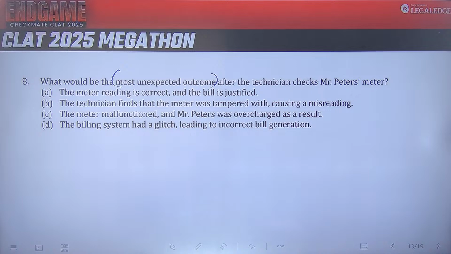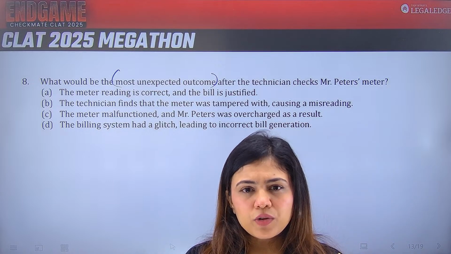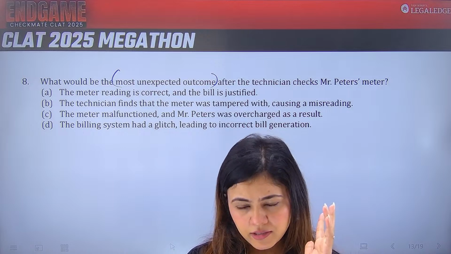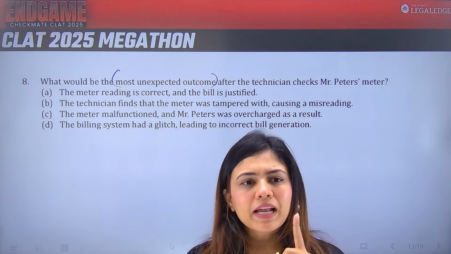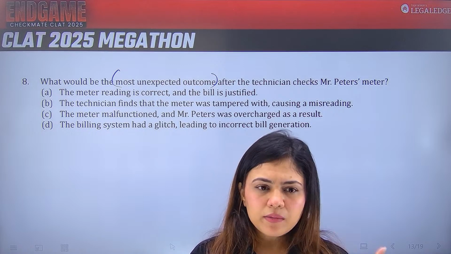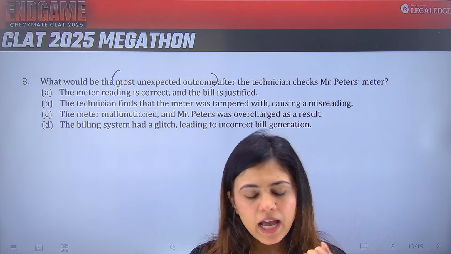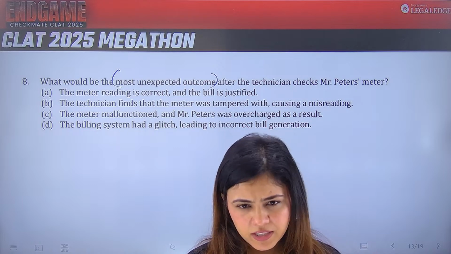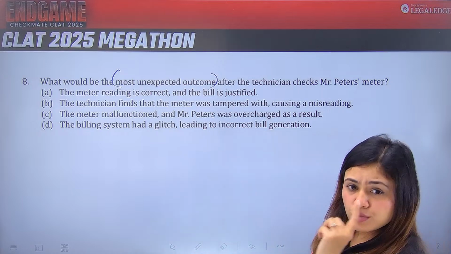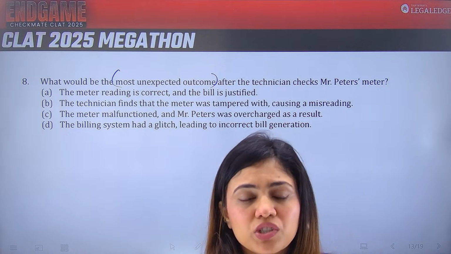Question number 8. What would be the most unexpected outcome after the technician checks Mr. Peters' bill? देखो, मैंने कॉल इसलिए किया क्योंकि my bill has irregularities. ठीक है। सो कुछ चीजें हैं जो तो होनी ही वाली है, कुछ एक्सपेक्टेड चीज है। पहली एक्सपेक्टेड चीज तो ये रहेगी कि the meter reading will be correct. ठीक है। हो सकता है एक average bill आ गया होगा and that's the reason the meter reading is correct and the bill will be justified. तो ये तो एक्सपेक्टेड सी चीज है। And I also talked about how two options are similar. It's just the way they have been phrased, which is a little different.